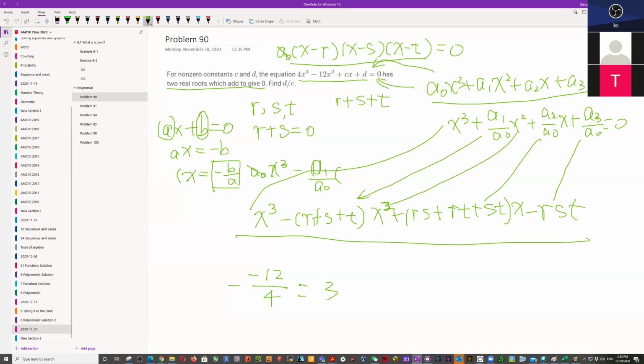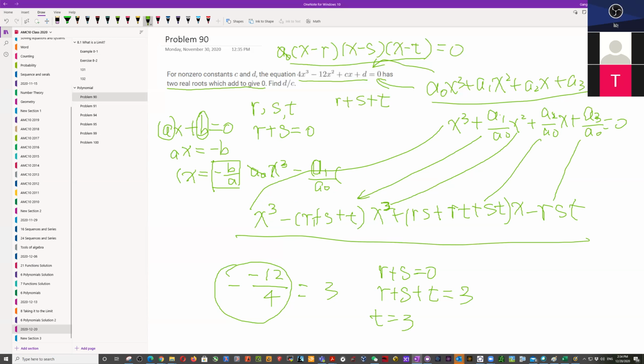So basically it's 3. It's telling you that 2 of the real roots add to 0, so r plus s equals 0. Then r plus s plus t is going to be equal to 3. So basically t equals 3, and we actually can plug that back in.